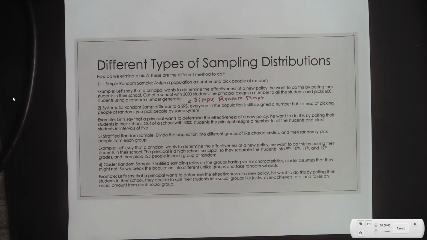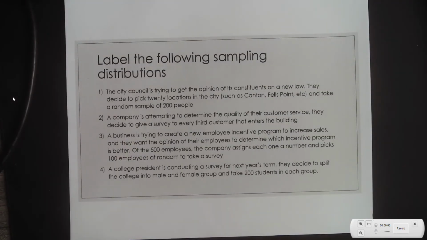Which one's the best? Neither one of them is any better than the other. They all have their flaws, but they're all just different versions of kind of the same thing. So let's label the following sampling distributions. I have one of each here. You can pause the tape and read them over, but I'll go through it now.